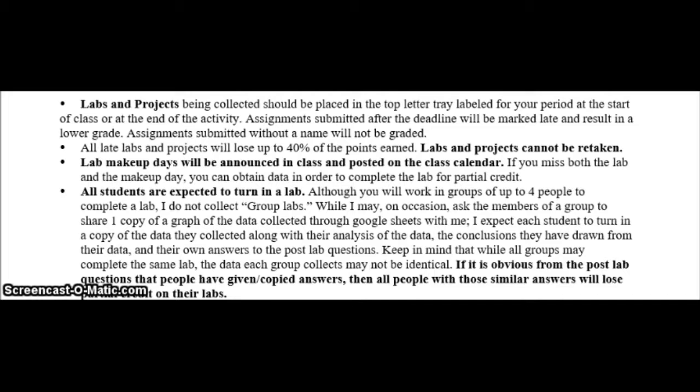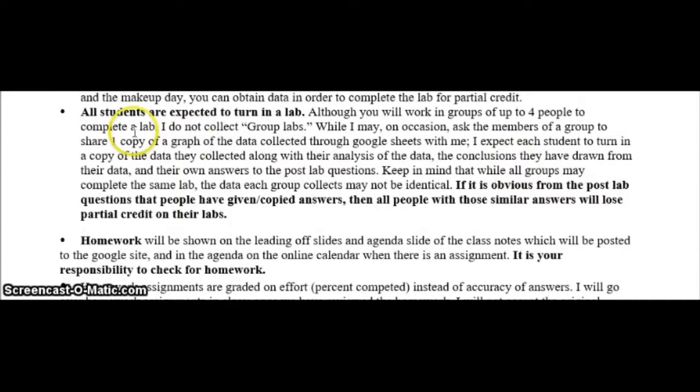All students are expected to turn in a lab. Although you will work in groups of up to 4 people to complete a lab, I do not collect group labs. While I may, on occasion, ask the members of a group to share one copy of a graph of the data they collected through Google Sheets with me, I expect each student to turn in a copy of the data they collected, along with their analysis of their data, the conclusions they have drawn from their data, and their own answers to post-lab questions.